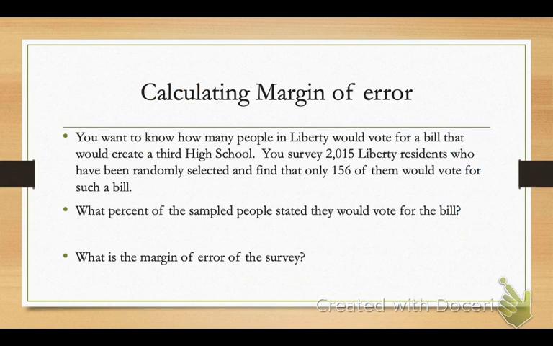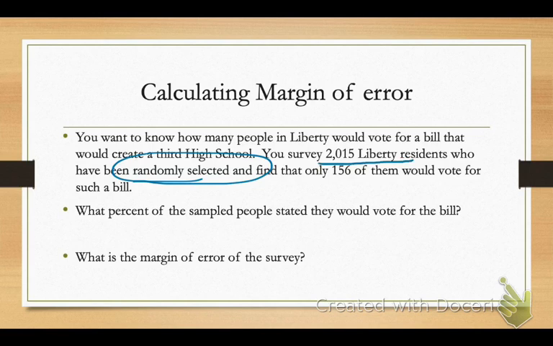All right, so we're going to do two things. We're going to calculate margin of error for large populations, and then we're going to use margin of error. So let's use an example for this. You want to know how many people in Liberty would vote for a bill that would create a third high school. You survey 2,015 Liberty residents who have been randomly selected. So already I think this might be a pretty good survey. And you find that only 156 of them would vote for such a bill.